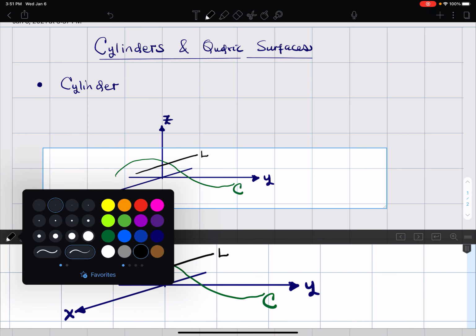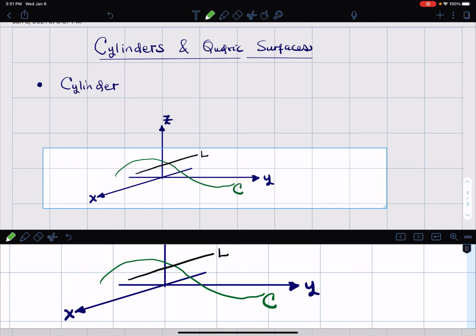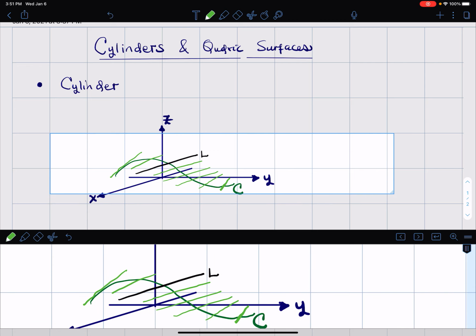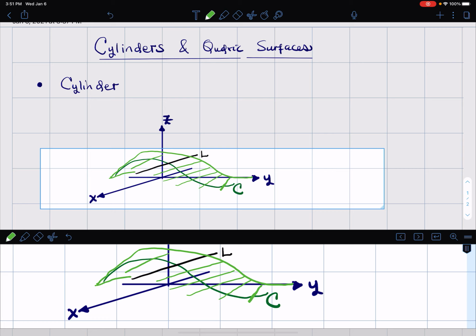Let's make them light green. I don't know if this is working out well, but you get the idea. So we get all these lines. Think of all these lines and think of them forming a sheet, right? So they form like a sheet. Okay, like this.